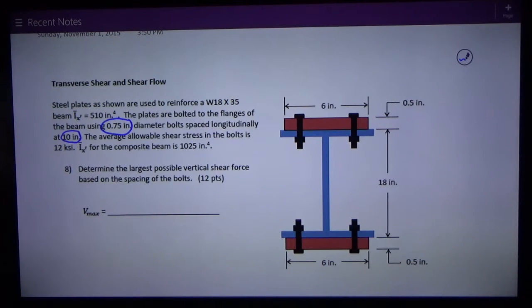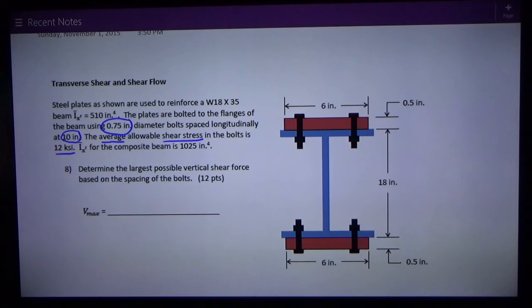We're given that the average allowable shear stress in the bolts is 12 ksi. Okay, so that's saying that the average shear stress, tau, is V over A. Average shear stress is V over A. It is not VQ over IT stress. Anyway, it's said to be 12 ksi, and then we're given the moment of inertia for the composite beam.